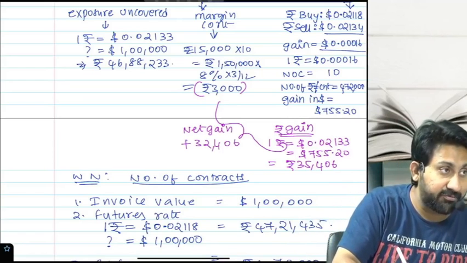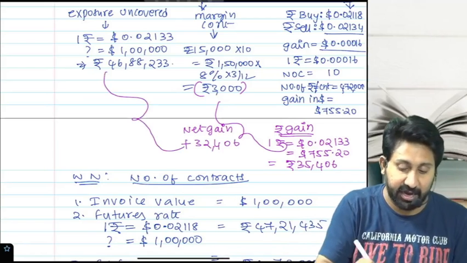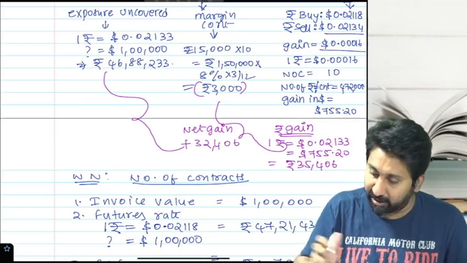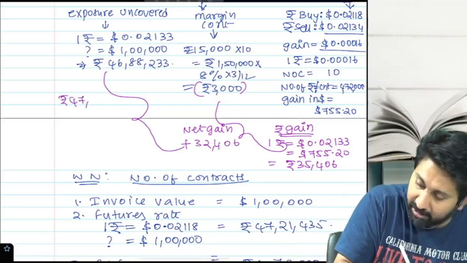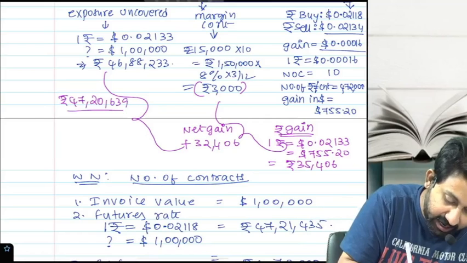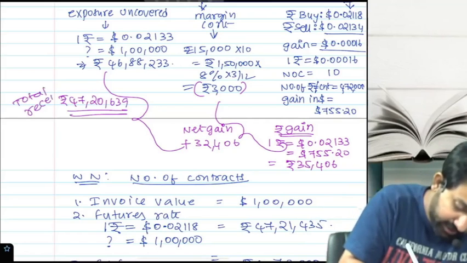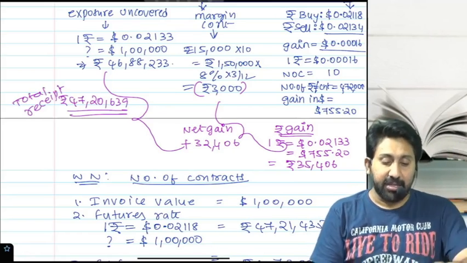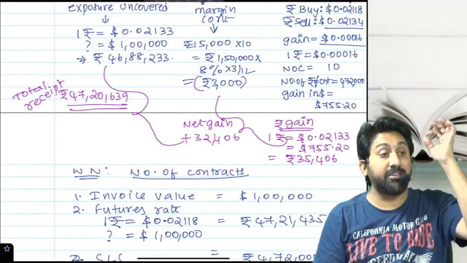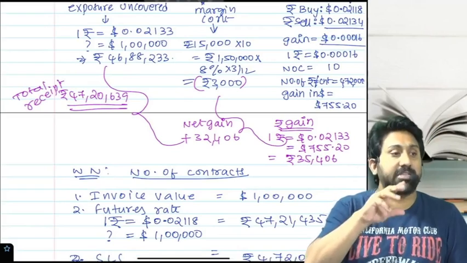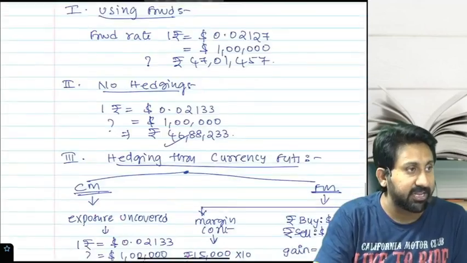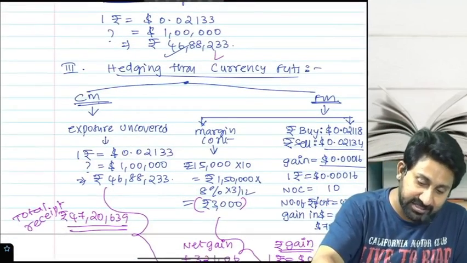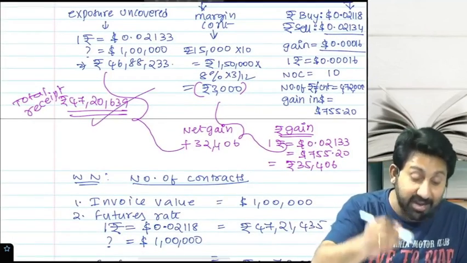How much will I receive in the future in the cash market? 46,88,233. On that, how much gain is added? 32,406 plus 46,88,233 is rupees 47,20,639, the total receipt. This is the total amount you receive if you go by futures. In futures, real delivery is not needed, only margin profit, and that margin profit is important. If you go by forward, 47,01,000. If you go by no hedging, 46,88,000. If you go by currency futures, 47,20,000.